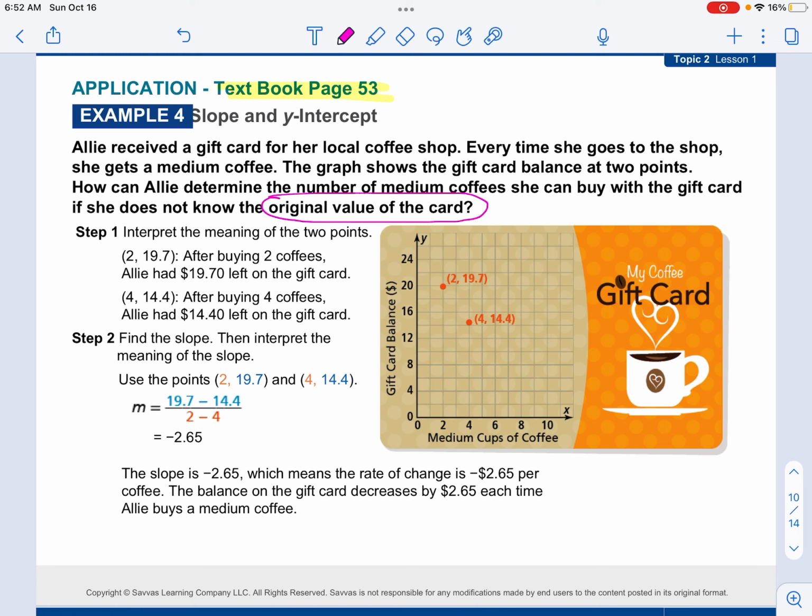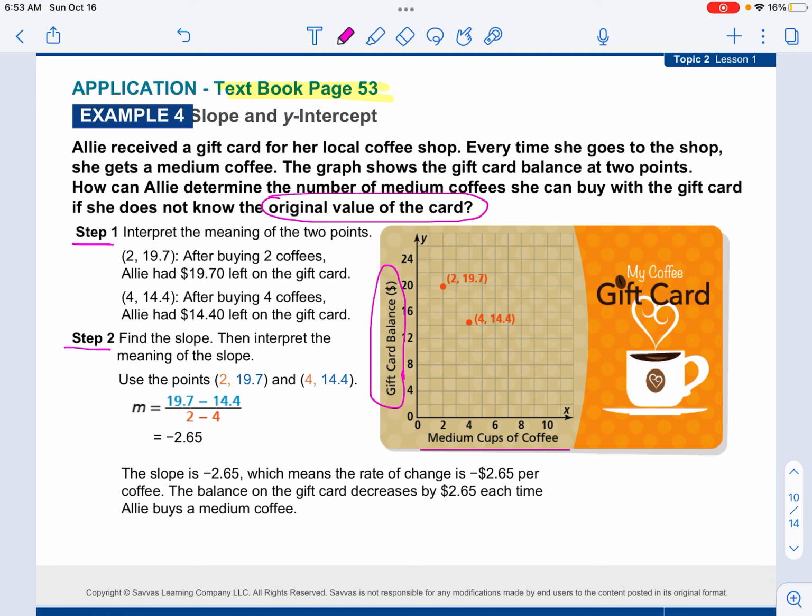Okay, so if she does not know the y-intercept, the starting balance, before she starts to decrease. So the first thing you want to do is interpret the meaning of the 2 points. So the 9.7, after buying 2 coffees, she had $9.70 left on the card because your Y is the gift card balance and your X is the number of medium cups of coffee that she purchases.